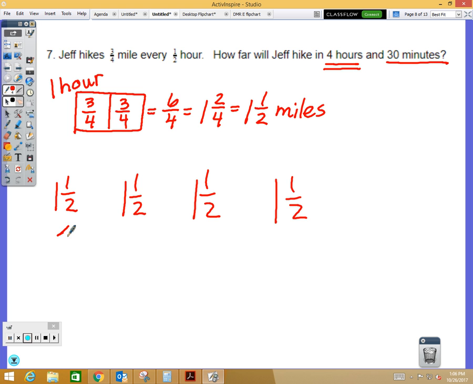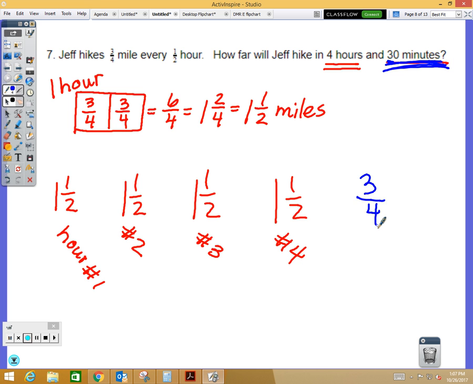So here's hour 1, hour 2, hour 3, hour 4, right? How far does she walk in 30, or how far does Jeff walk in 30 minutes? 3/4, right? Doesn't it say that he walks 3/4 mile every half an hour? And we know that 30 minutes is a half an hour. Okay, so 4 hours and 30 minutes. So we need to add all this together.